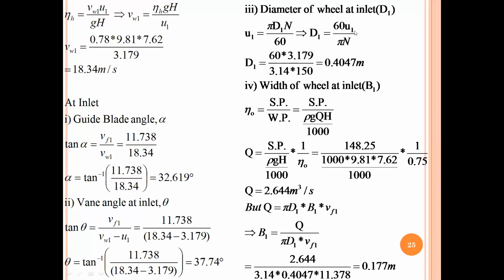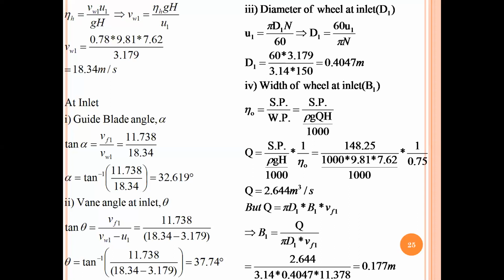Remember here U1 and U2 are not same. So it is important that you designate it separately. So substituting that, I'll be getting D1 is equal to 0.4047 meters.